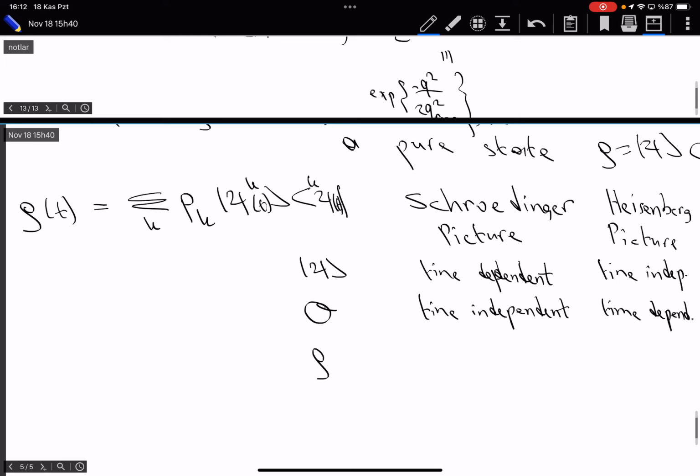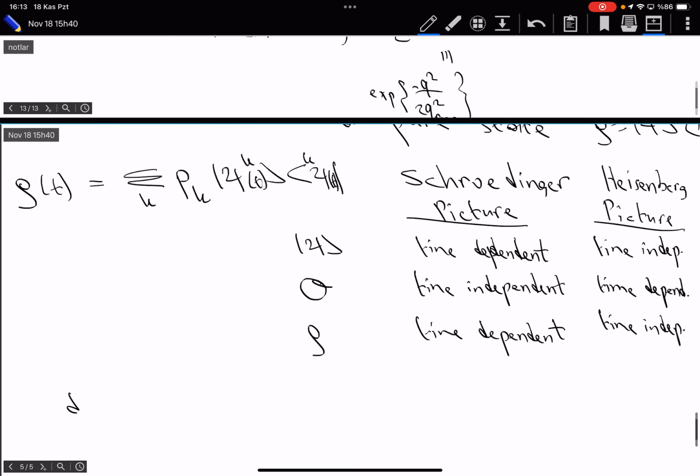Density matrix is an exception, let's say. In the Schrödinger picture, it is time dependent. Basically, it replaces the wave function. Since the wave function is time dependent in the Schrödinger picture, so is the density matrix. In the Heisenberg picture, it is time independent. So let's look at the time dependence of the density matrix. I'm just using the chain rule for products.